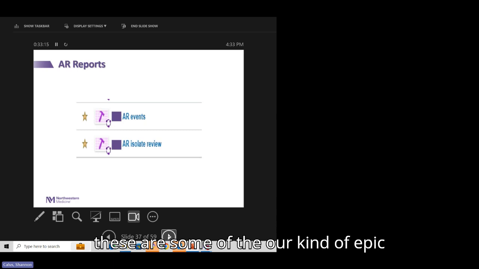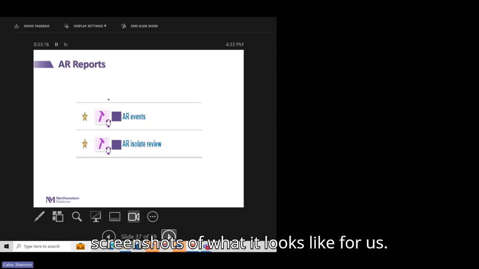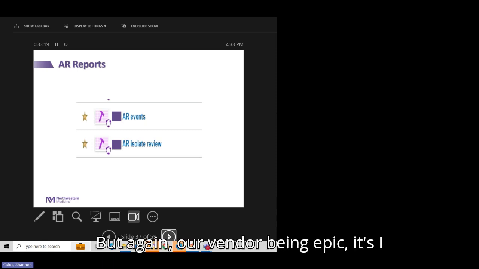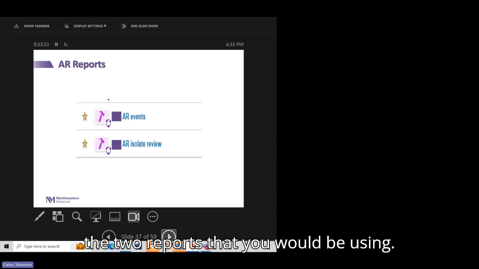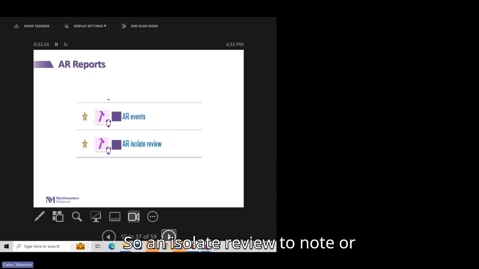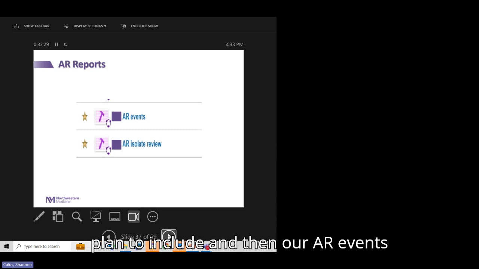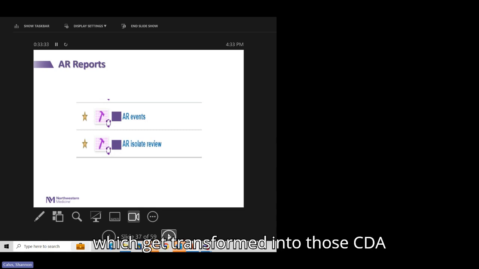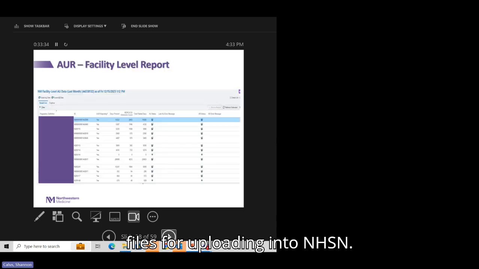These are some of our Epic screenshots of what it looks like for us. But again, our vendor being Epic, it's, I think, quite user-friendly. So these are the 2 reports that you would be using: an isolate review to note or flag, hey, these are the ones that we plan to include, and then our AR events, which get transformed into those CDA files for uploading into NHSN. This is not super important.